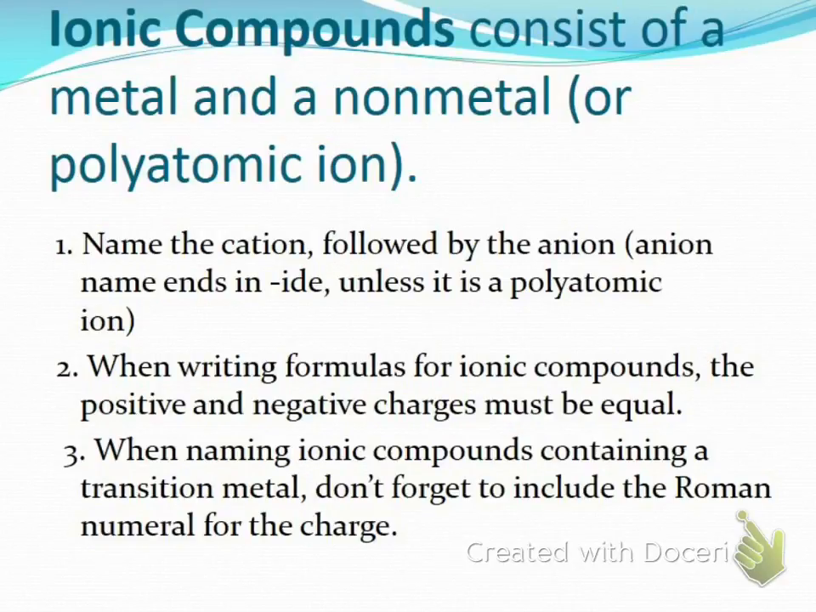Ionic compounds, of course, are a metal and a nonmetal, or a polyatomic ion. You name the cation first, followed by the anion, and it ends in -ide unless it's a polyatomic, and then it gets its name. Sulfate keeps its name of sulfate, etc. When we're writing formulas, remember the positives and the negatives have to equal each other out, and we show that with subscripts. The only time we need parentheses around the polyatomics is when there's more than one of them. Okay? And then, of course, if it's a transition metal, what do you have to include? Roman numeral.